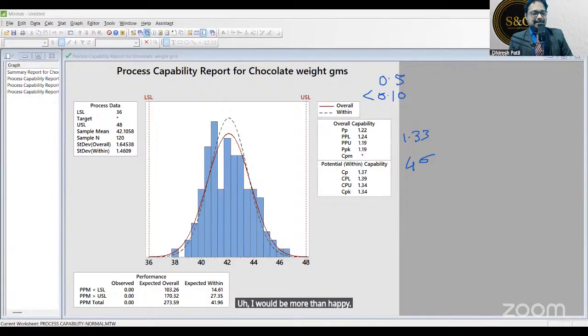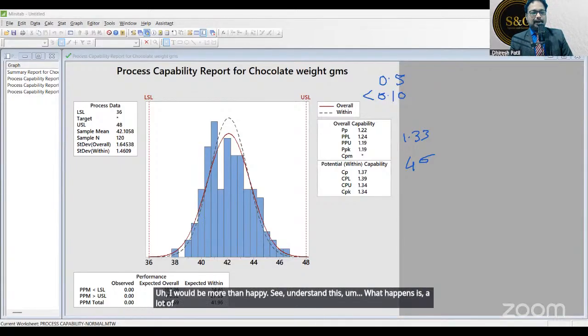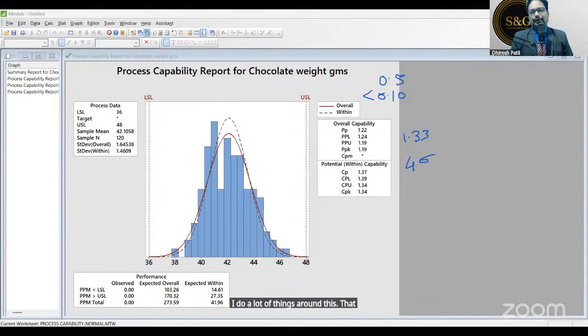See, understand this. A lot of times people use statistics because there is a formula available, because there is something I can do, some excitement is there. I would say if the process is giving you a stable result, don't try to do a lot of things around this. That would be suggested.